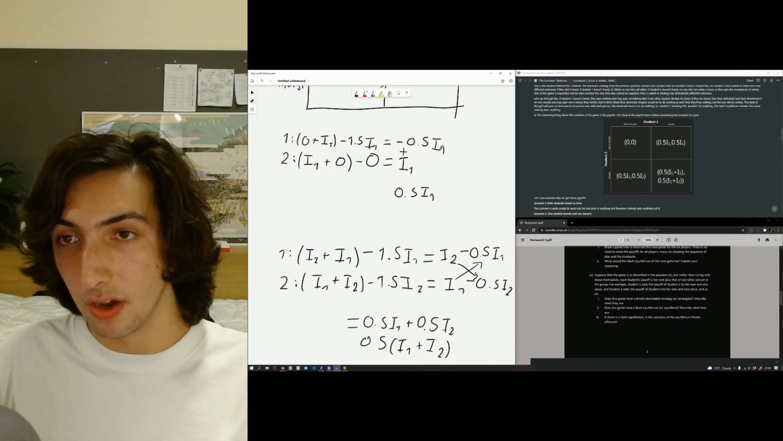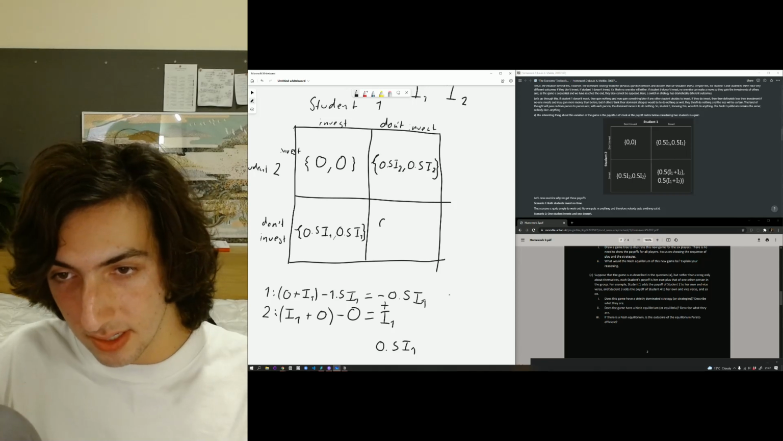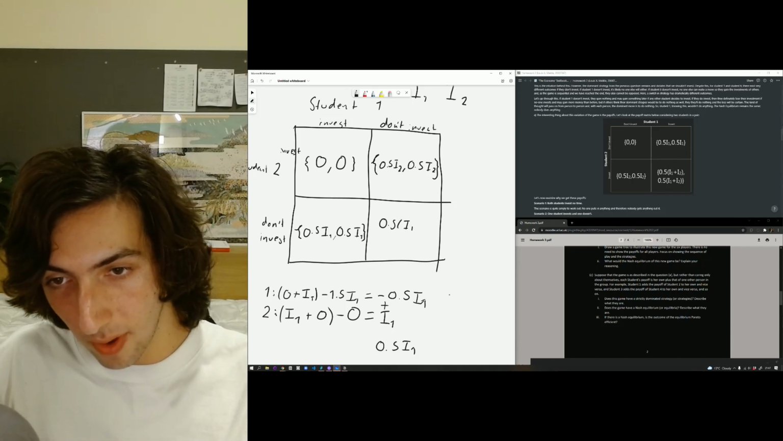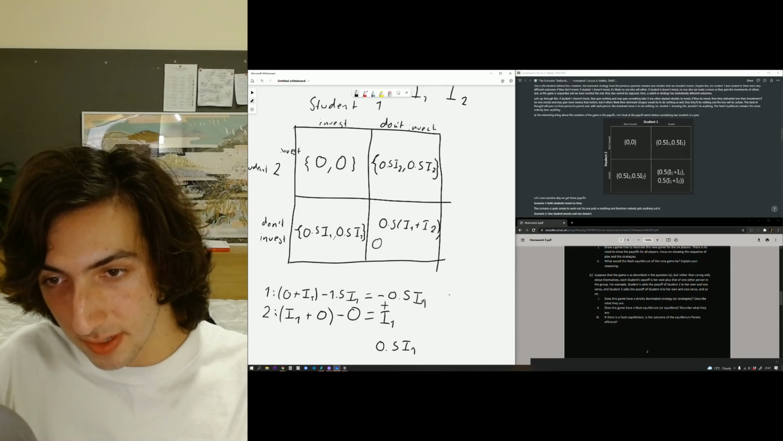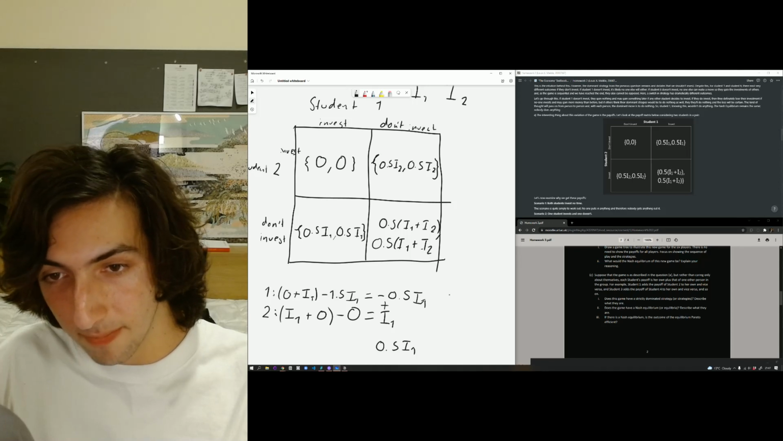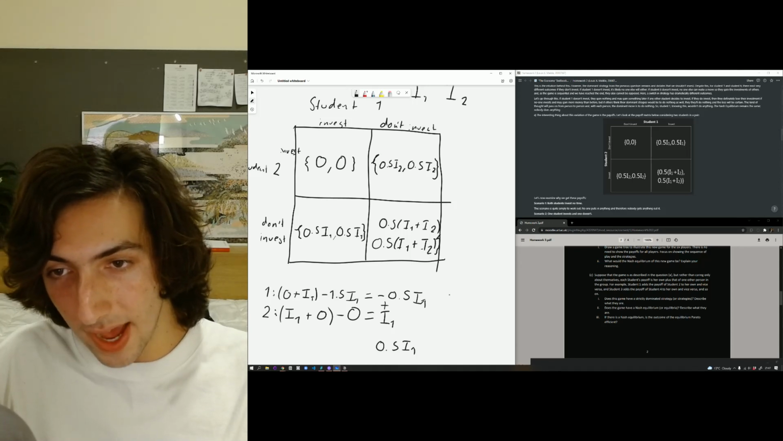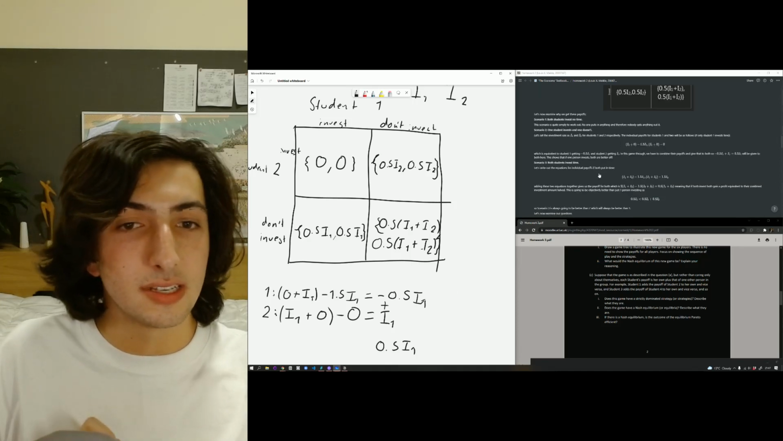Okay? So for both of them, remember, we are going to get 0.5 (I1 plus I2). That is both of their payoffs. Remember, because both the payoffs have to be equal. Okay, so now we have established our payoff matrix. Now, we can go over our questions.